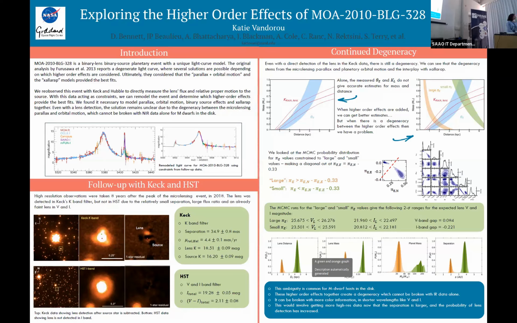So just to be clear, for this event, you had to include xallarap, parallax, and orbital motion? Yes. Okay. Also, the lens binary and source binary, right? Yeah, the source was. Oh, so it's not just pure xallarap, it's binary source as well. Okay. It's impressive. The model takes a month to run, because my code is a binary lens code in addition.